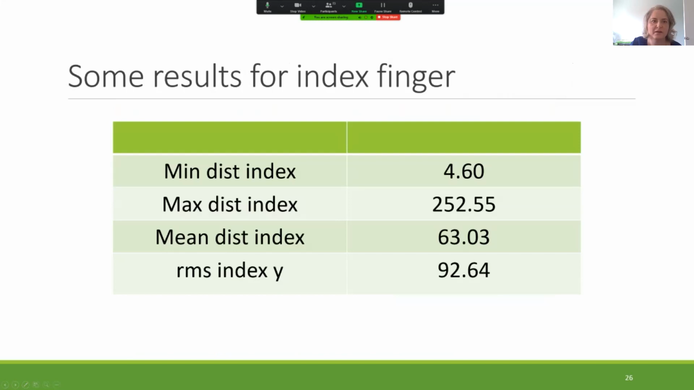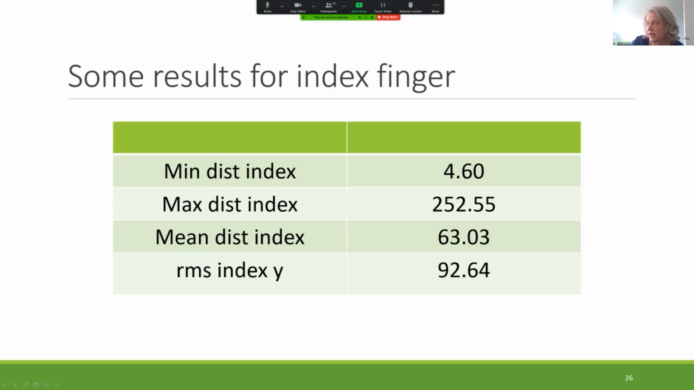Okay, so what we're able to see with this, so the minimum distance of her index fingers, so we're looking at the distance between them. And keep in mind, this isn't just horizontal. We're looking at horizontal distances, vertical distances, and that third dimension of distance, the z-axis. So the minimum distance between the fingers was 4.6, but the max distance was 252.55. The average distance between her index fingers is 63.